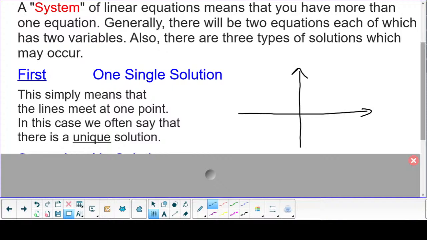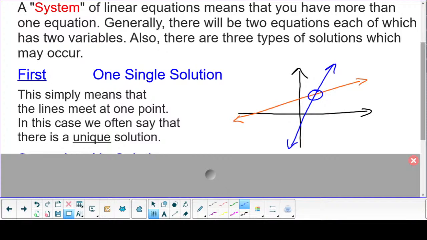So I'm just going to make a set of axes here, just as a sketch. And I'm going to have one line go like this. And one line go like this. And you can see it meets at a single point. Can you tell me something about the orange line and the blue line? Can you tell me what's different about them? Ian? Their slope. Their slope is different.